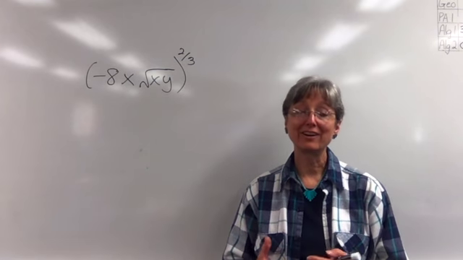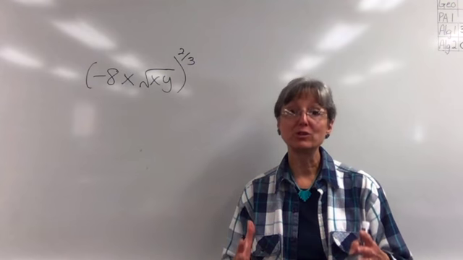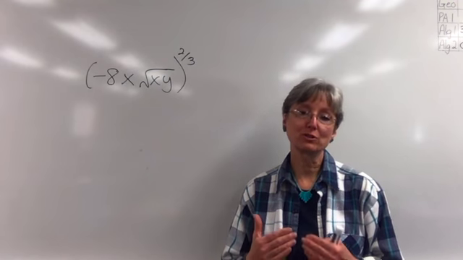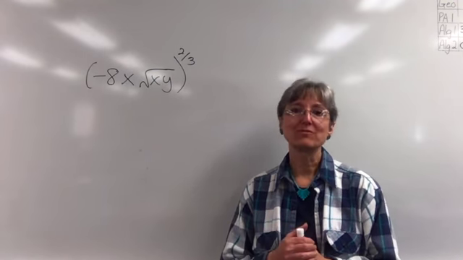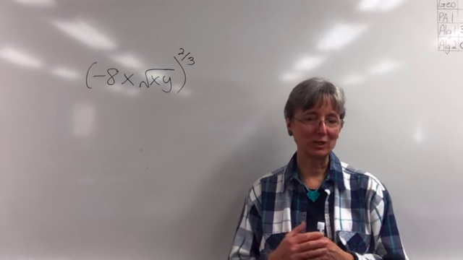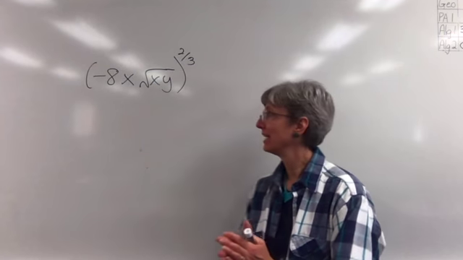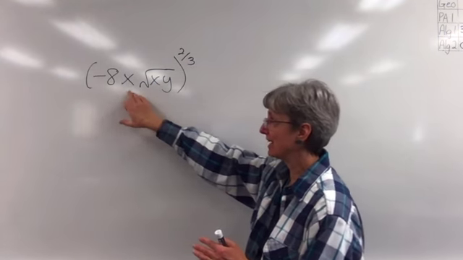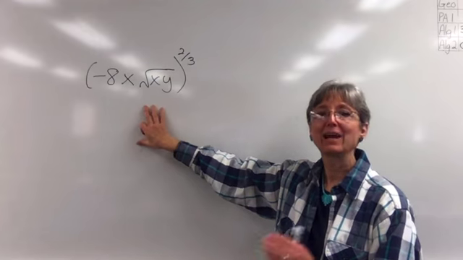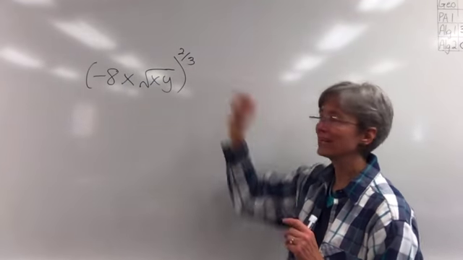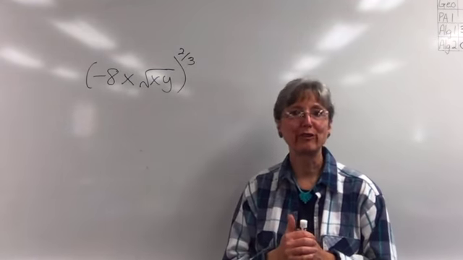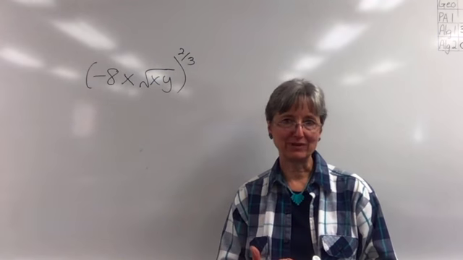Okay, now we are asked to write full expressions in their simplest form. Now we've got some variables mixed in. How are we going to deal with this now? So let's walk through a couple of these one at a time. I have this expression, negative 8x square root of xy, and I'm taking that entire expression and raising it to the power of 2/3. How do I simplify that?